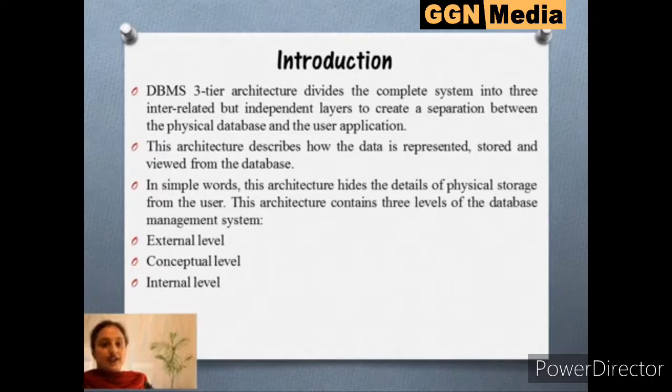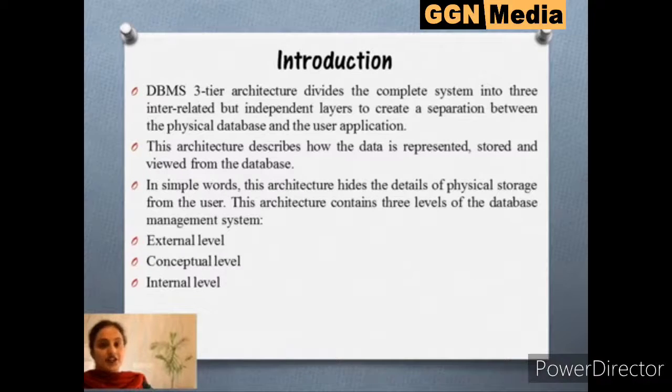Firstly, we start with the introduction. This architecture describes how the data is represented, processed, stored and retrieved from the database. Actually, DBMS architecture divides the complete system into 3 layers which are independent but interrelated. It creates a separation between physical database and user applications.